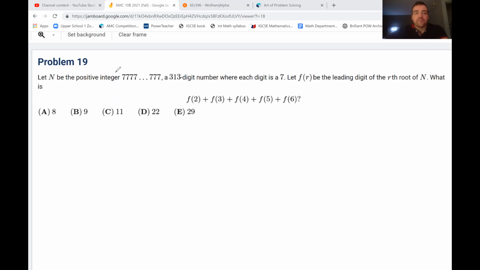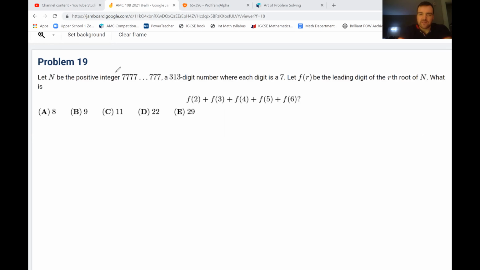I would love to get that type of conversation going. That'd be great. Let n be the positive integer 777...777, a 313-digit number where each digit is a 7. Let f(r) be the leading digit of the rth root of n. What is f(2) + f(3) + f(4) + f(5) + f(6)?